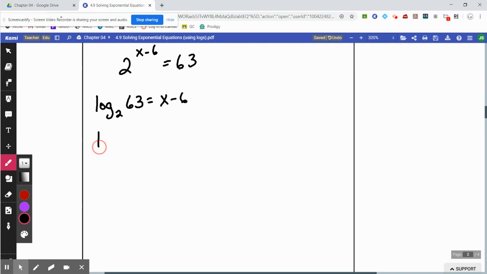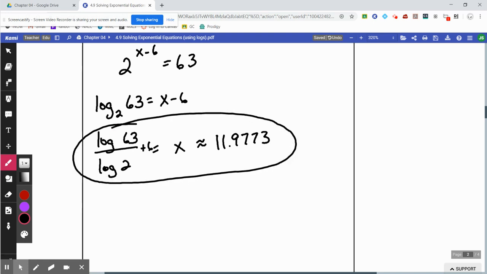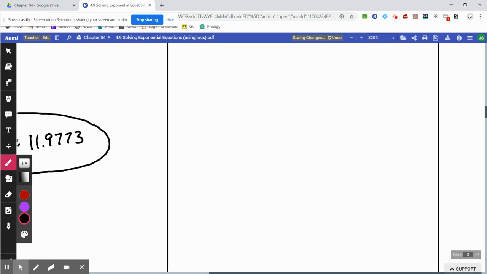Log base 2 of 63 would be the log of 63 divided by the log of 2 equals x minus 6. And we can move that minus 6 over by simply doing plus 6. That's going to be the exact value. When we type that whole thing in, we're going to get 11.9773. So we have an exact answer there and the approximate.